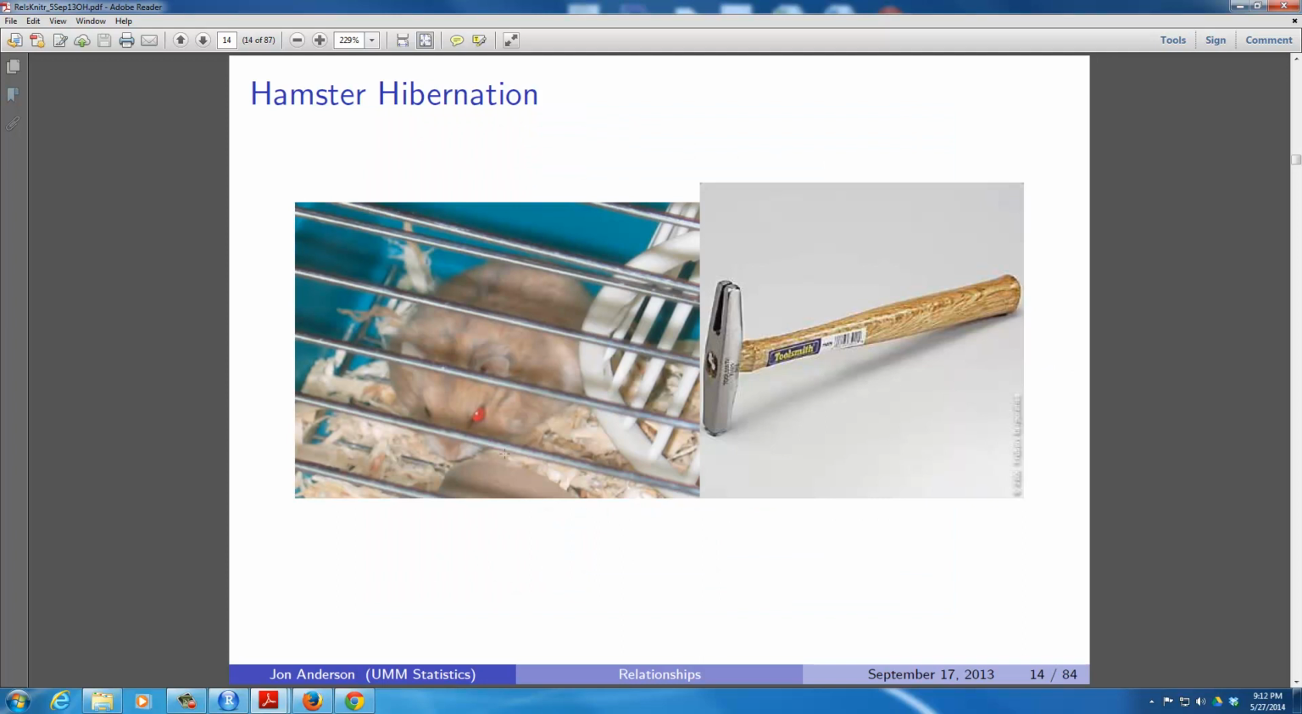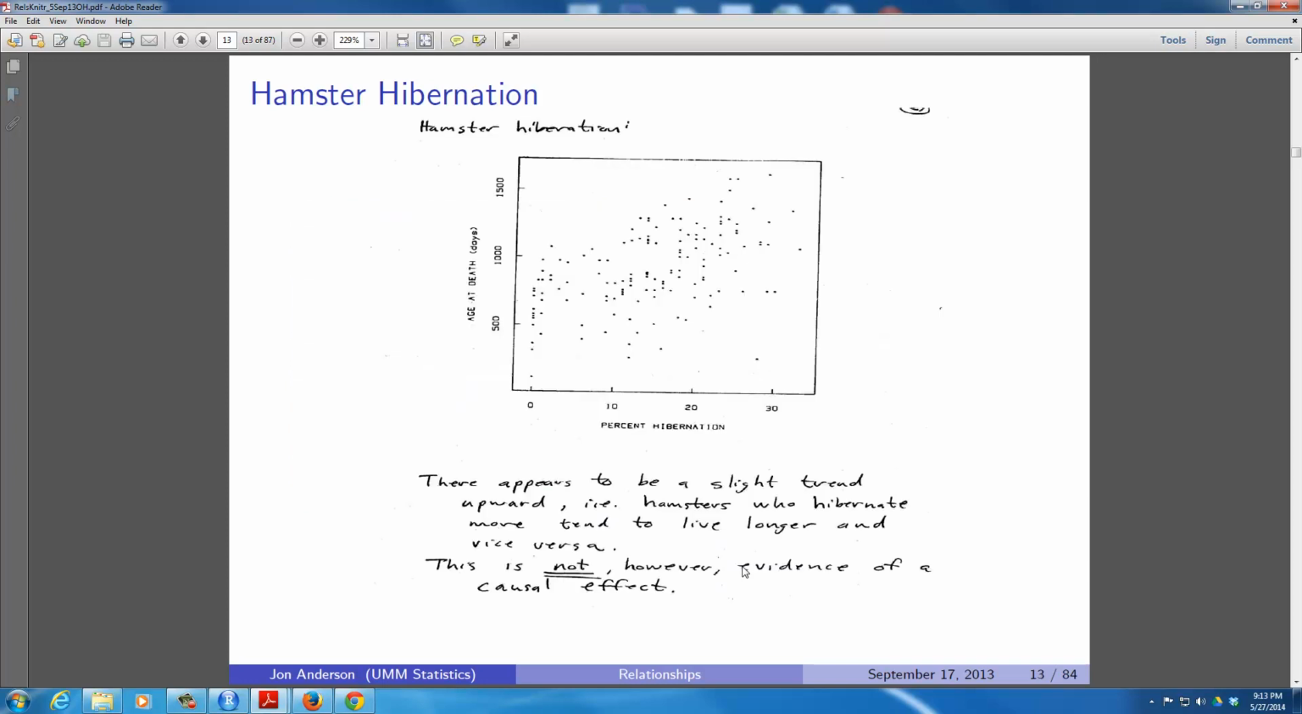Here is a picture of my son's hamster, and here is a picture of a little hamster hammer. It's a little mini-sized hammer for the hamster, and the overhead here is to think about, well, if we just gently clunked a hamster on the head with a hammer and knocked it out and had it hibernate more, would that mean that the hamster would live longer?